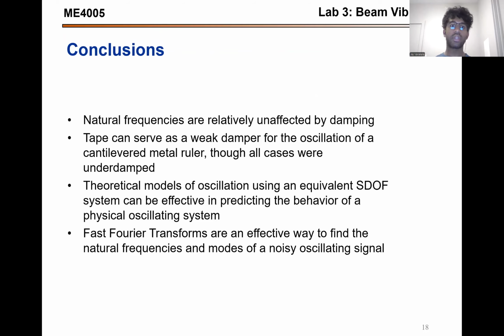In conclusion, natural frequencies are relatively unaffected by damping. Tape can serve as a weak damper for the oscillation of a cantilevered metal ruler, though all cases were underdamped. Theoretical models of oscillation using an equivalent single degree of freedom system can be effective in predicting the behavior of a physical oscillating system. And fast Fourier transforms are an effective way to find the natural frequencies and modes of a noisy oscillating signal.